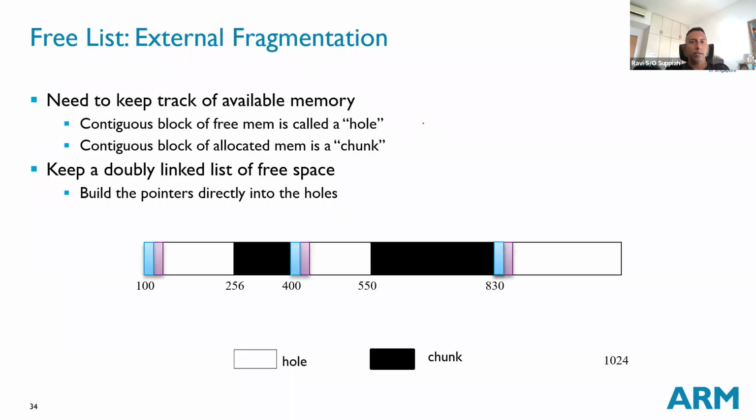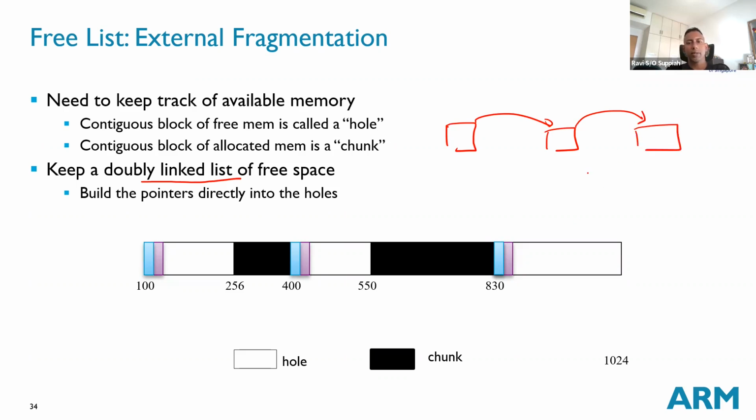Okay, so for external fragmentation, in order for us to keep track of where we are and how much we have used, we actually need to keep track of what we call a linked list. So a linked list is basically a series of pointers. That means you have one element point to another element, and then it stores the pointer to the next element and so on. So it's a linked list.